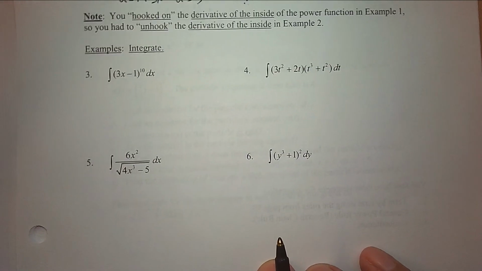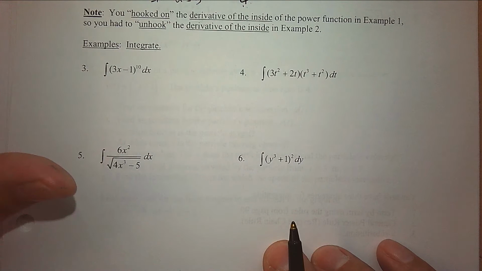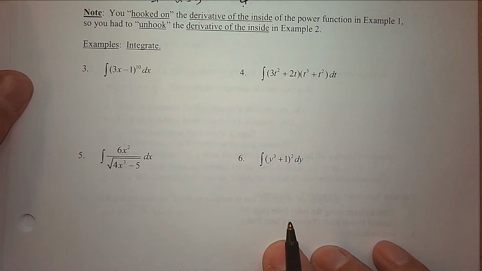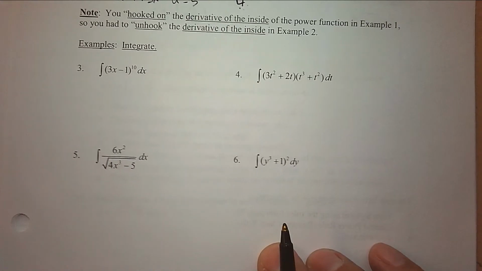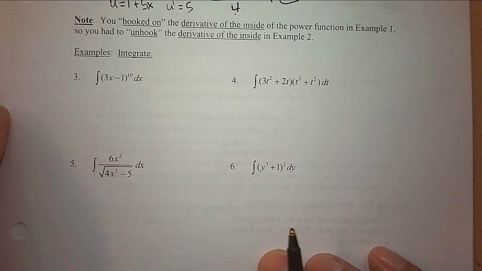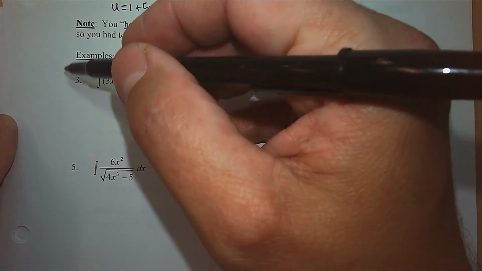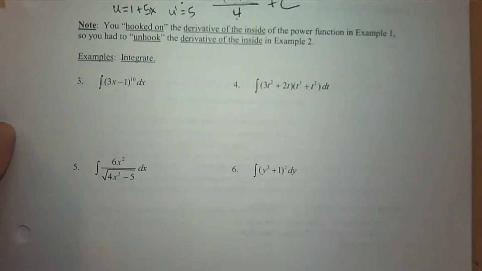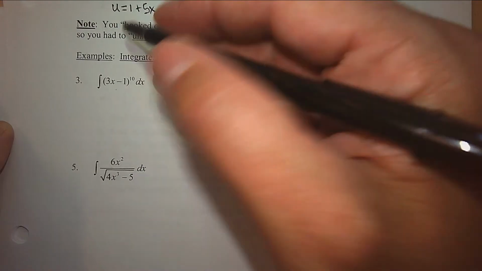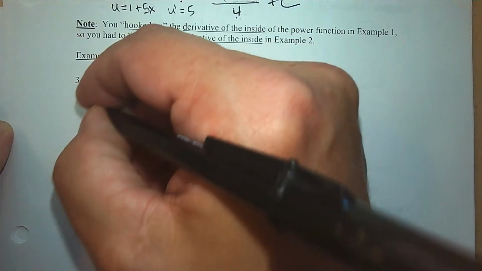So it says, note, and they use the word hook. It says, you hooked on for the derivative of the power function, example 1. So you had to unhook the derivative inside for example 2. So you are going to listen to the best of your ability. For number 3, do you see a base and the exponent? Yes. Good. What's the derivative of the base before I integrate?